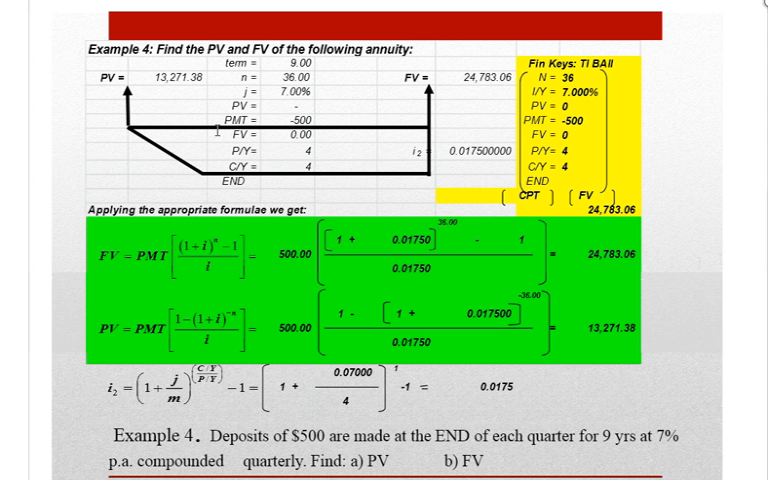In this case, we're asked to find present value and future value of this annuity. 9 year is term, nominal rate 7%, payments are $500, compounded quarterly and payments quarterly, so that's simple. We write the formula, we substitute, calculate I is equal to J over M, and then plug into the formula, then use the calculator and calculate first future value and then calculate present value.